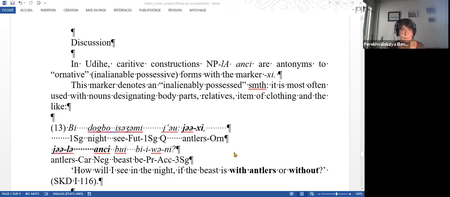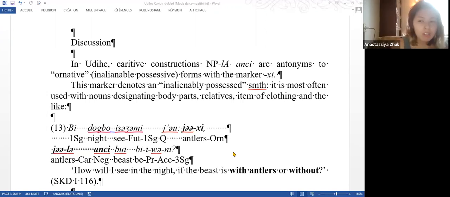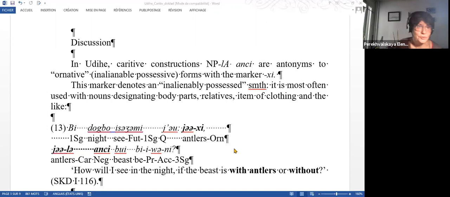Some discussion. We have to say it's not enough time. Sorry. 5 minutes left. Yeah. I think that I'm already almost there.